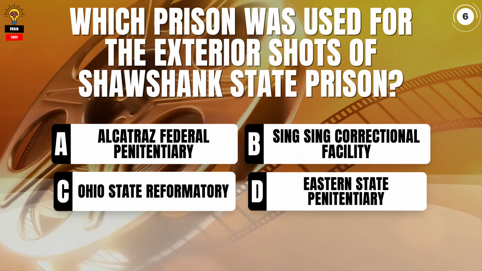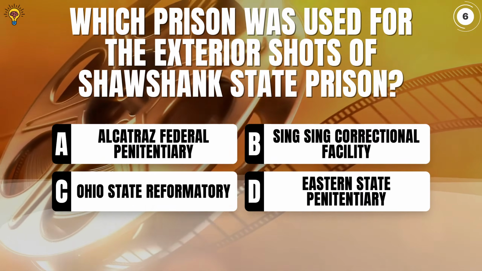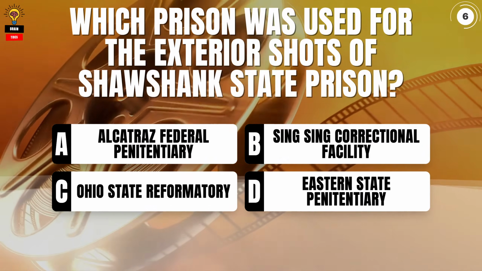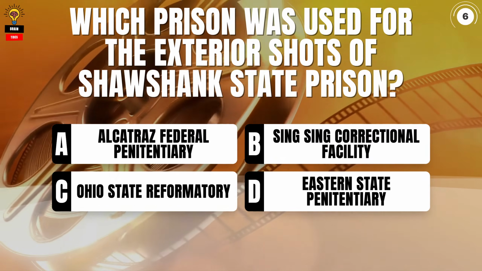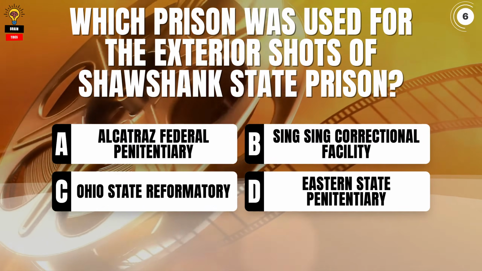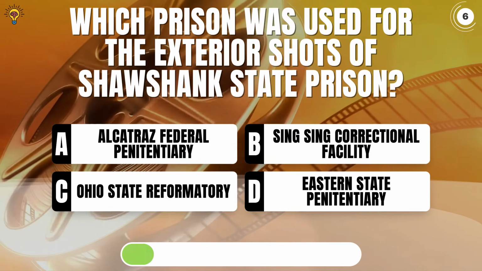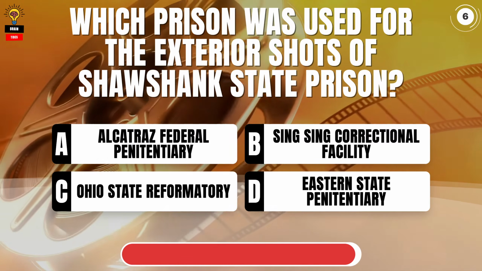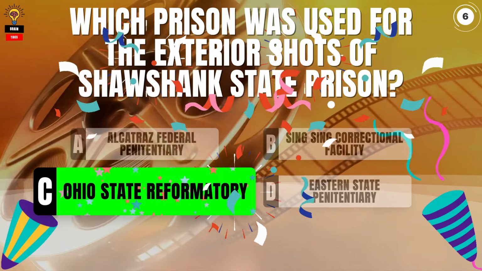Which prison was used for the exterior shots of Shawshank State Prison? Alcatraz Federal Penitentiary, Sing Sing Correctional Facility, Ohio State Reformatory, or Eastern State Penitentiary? Ohio State Reformatory.